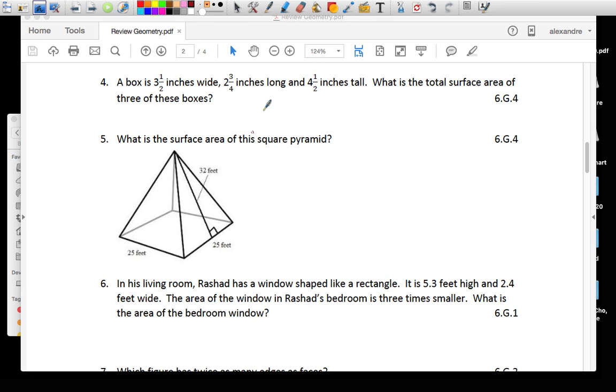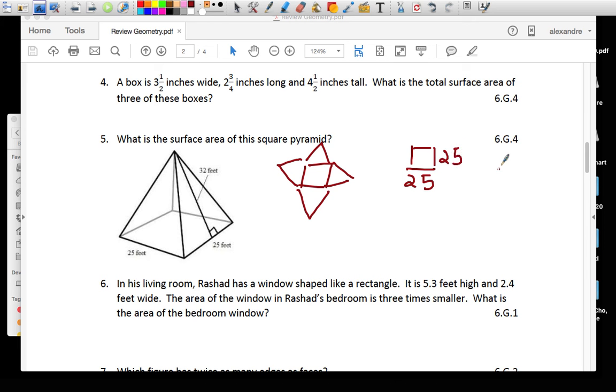Surface area of the square pyramid. Again, surface area. So we want to wrap this pyramid with paper. That is made up of what? A square in the middle like this, and 4 triangles. So my square, I'll take that square in the middle. It's a square, all sides are 25.